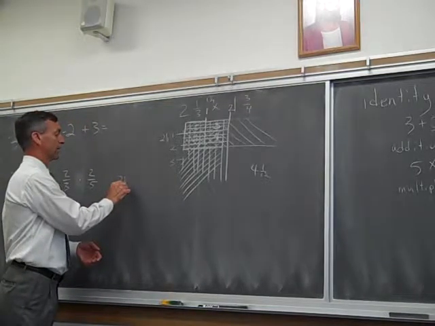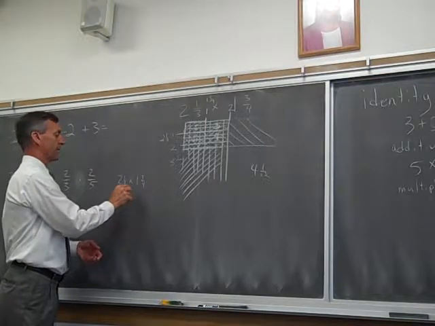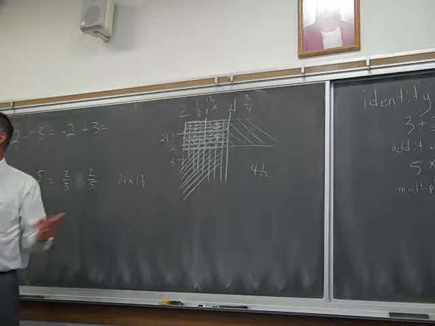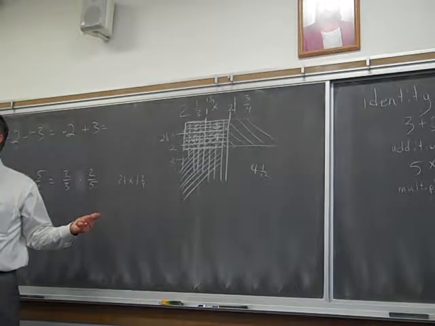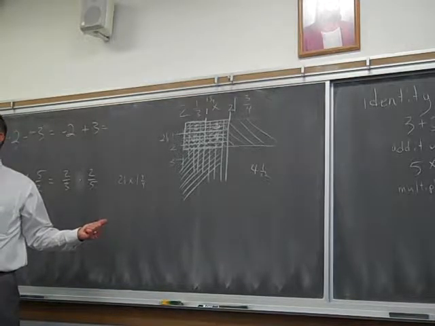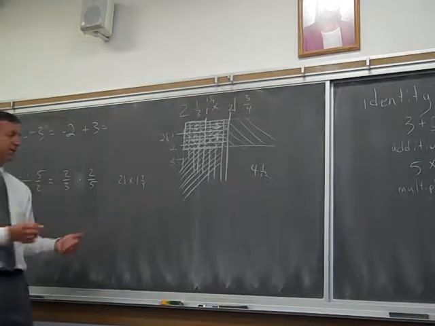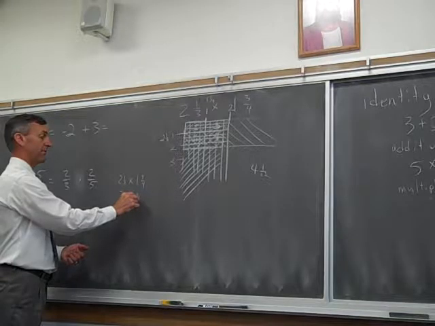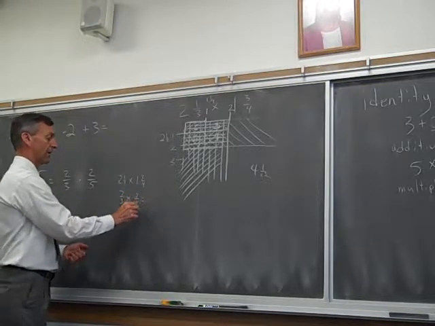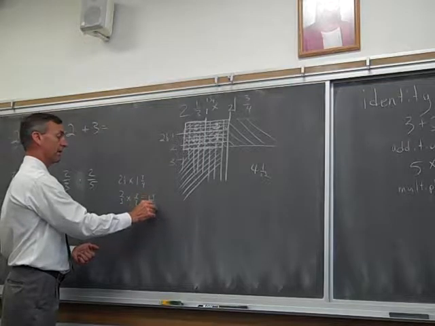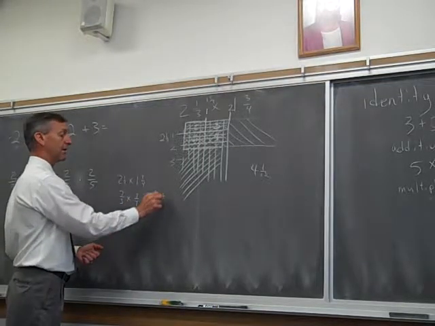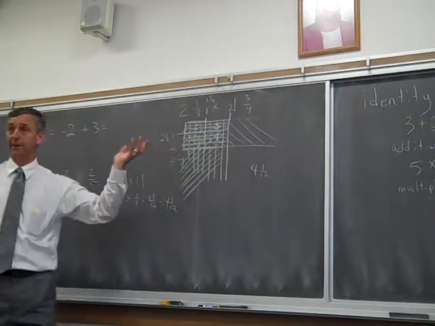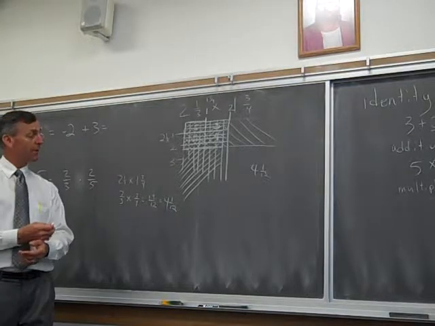2 1/3 times 1 3/4. There's several ways to do this problem. Let's do it the way your teacher probably taught you. What did she say to do, or he? Most likely a she. Improper fractions. 7/3 times 7/4. And we end up with 49/12. But 12 goes into 48 4 times, and then there'll be 1 left over, which is what we said we got from our diagram, right? That's one way to do it.